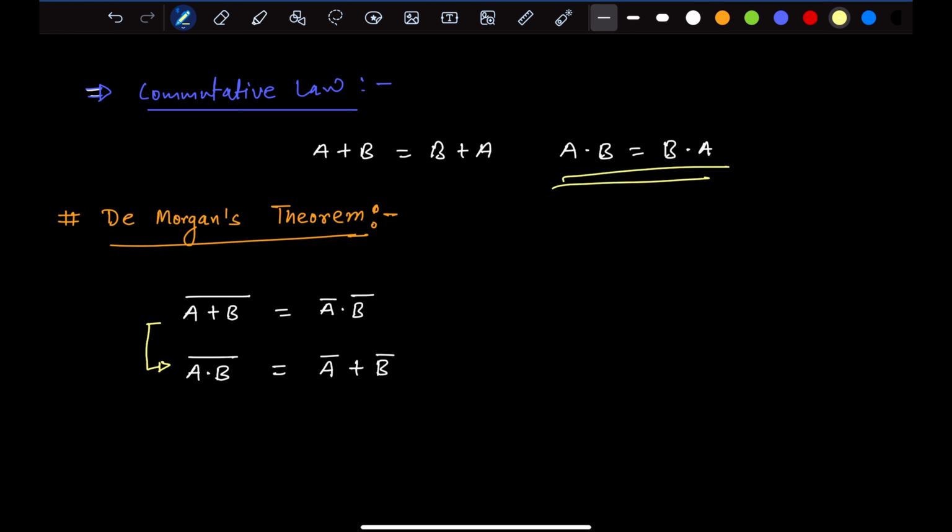So just this much for this lecture. Next we are going to discuss the logic gates. We will be discussing all kinds of gates in the next lecture.